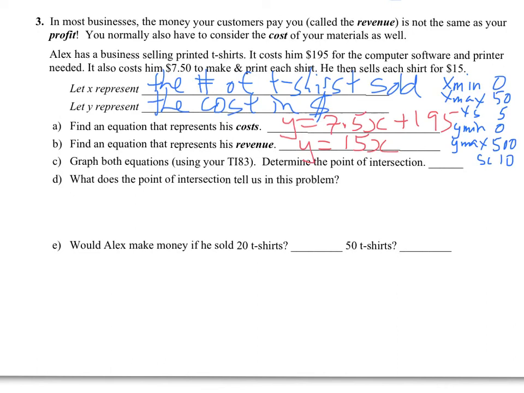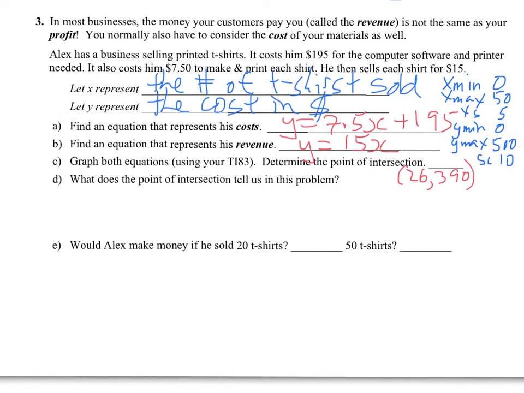I'm going to have to put it right under here because I don't have enough room. It's (26, 390). So that is going to cross, it tells us in both situations, that the point of intersection is (26, 390). So how many shirts does he have to make to break even? 26. So at 26 shirts, he finally breaks even.